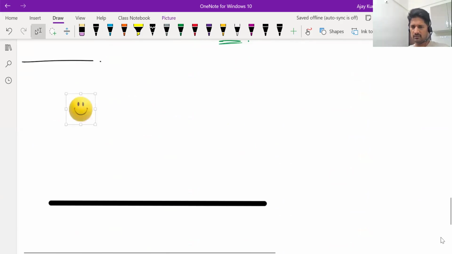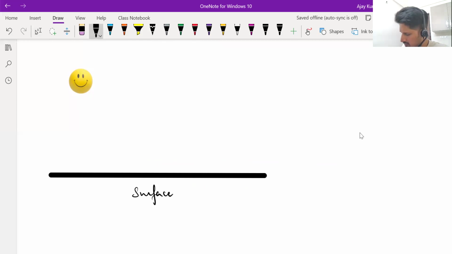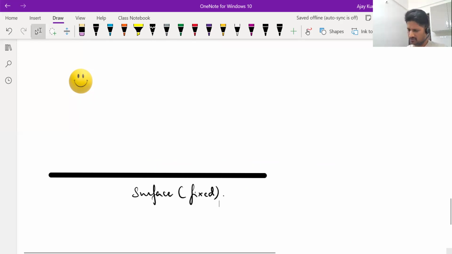Ignore gravity for this problem. Okay, let's say there is a wall here or a surface here. It's a fixed surface. Or maybe we can use carom coins. Just a moment. A carom board placed on a horizontal surface. Frictionless carom board we'll consider.